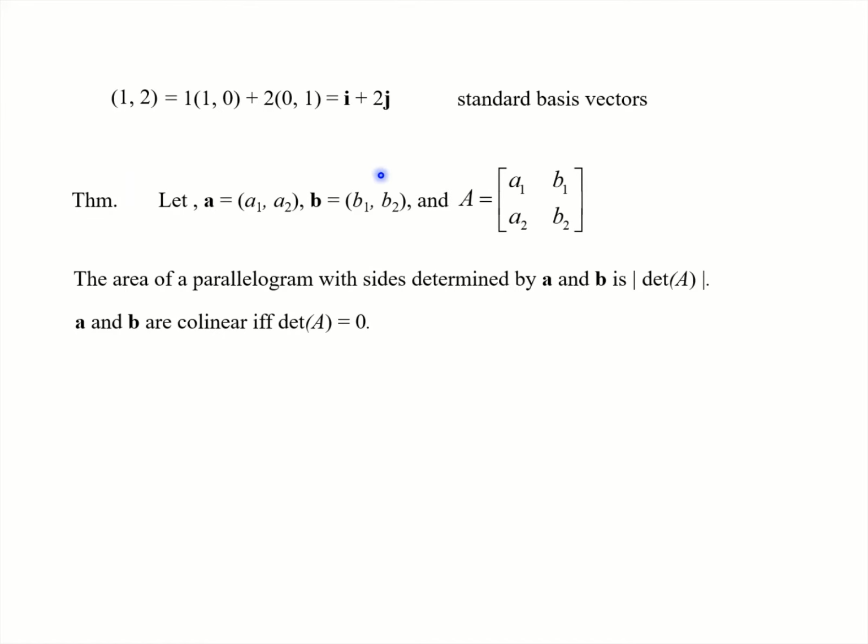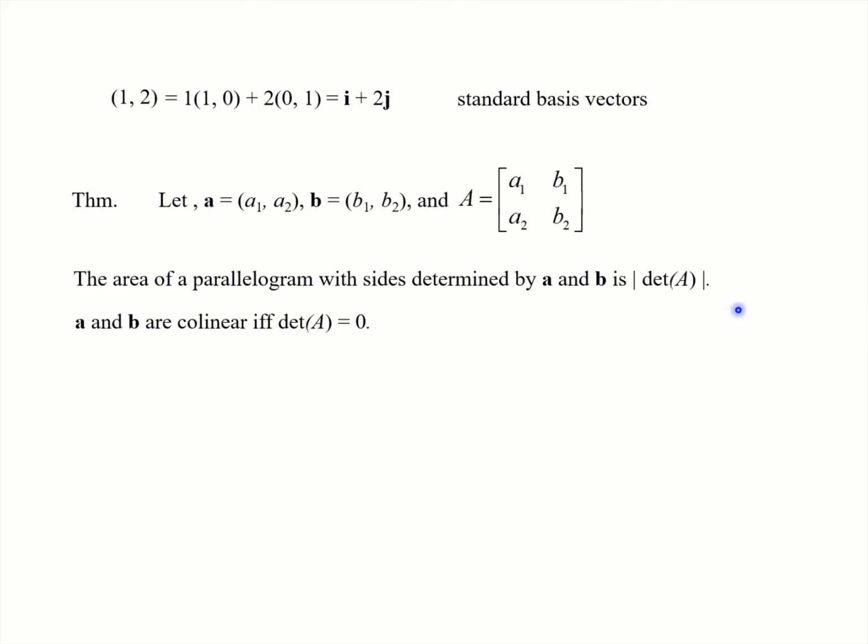Let A and B be two vectors. Okay, it just says let. There's a comma there, I don't know. Probably that comma shouldn't be there. So let A equal that and B equal that. And we're going to build a 2 by 2 matrix using these two vectors in R2 where we load up the columns with those vectors. The area of any parallelogram with sides determined by A and B happens to be the absolute value of the determinant of that matrix.